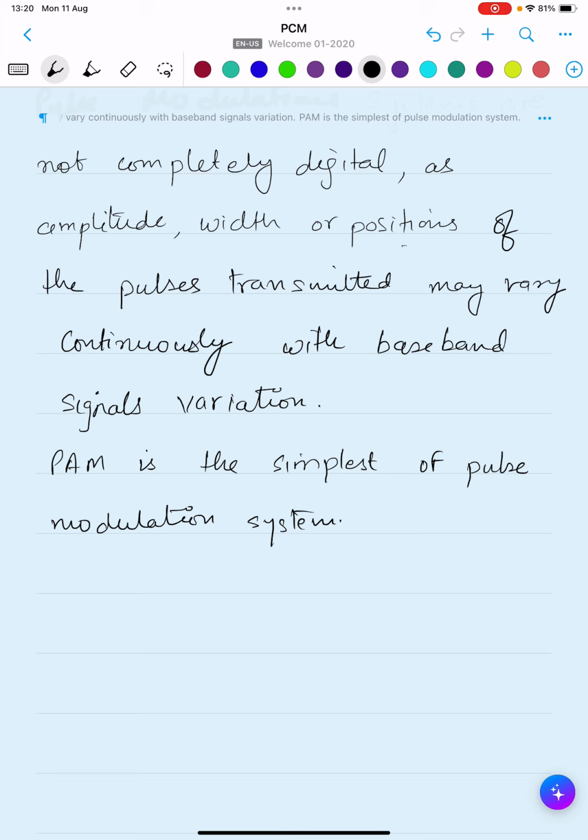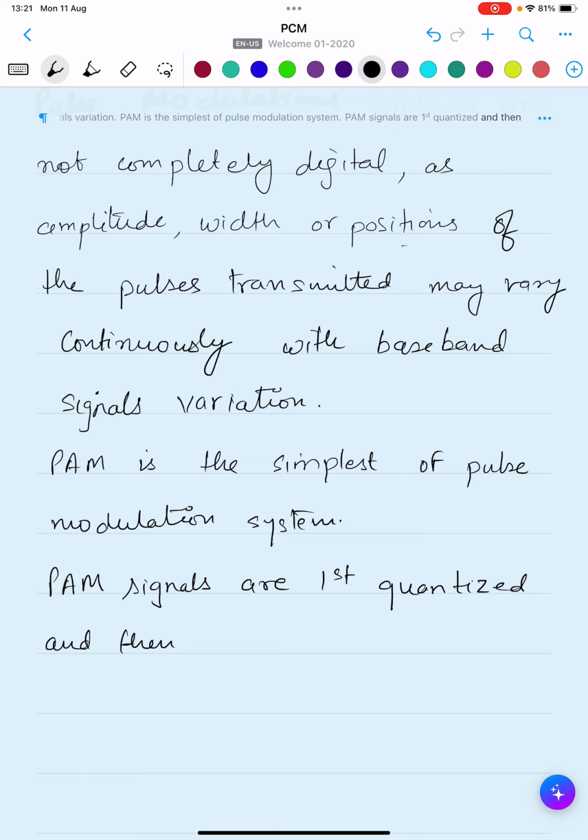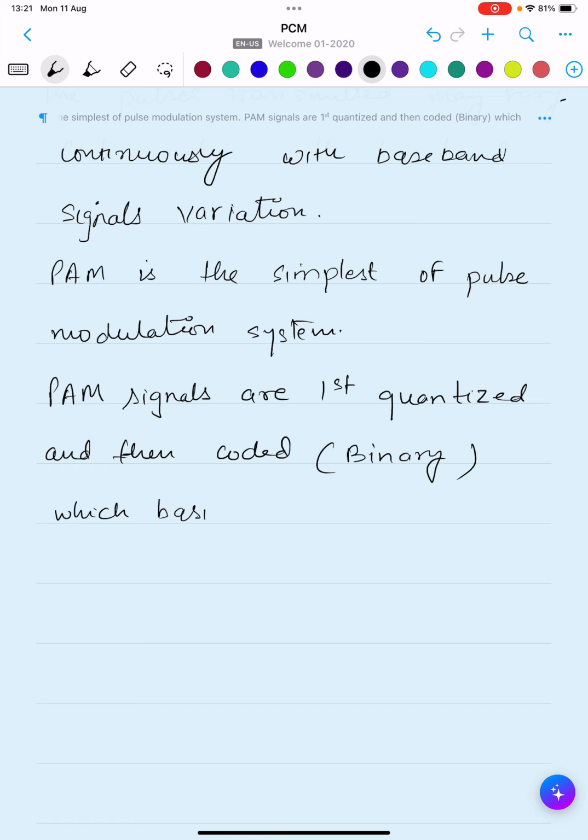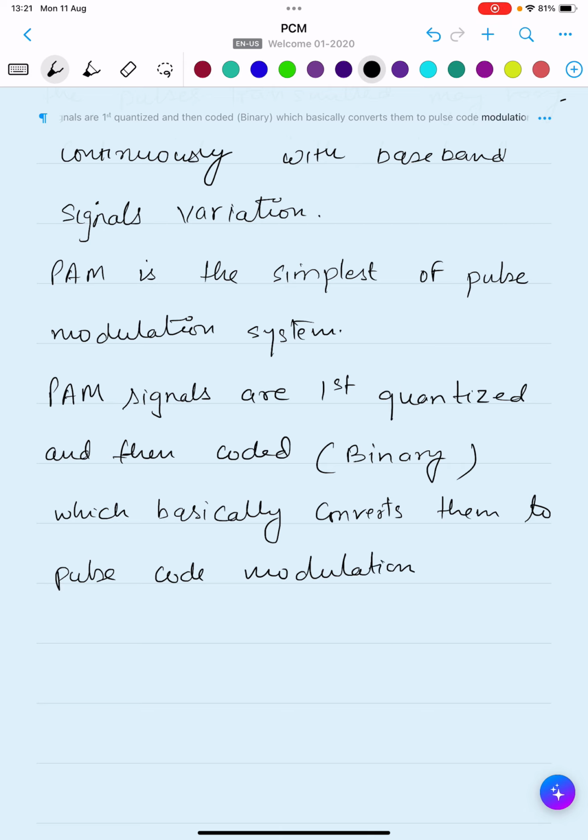So what are PAM signals? PAM signals are first quantized and then coded, coded mostly in binary method, which basically converts them to a pulse code modulation system, which is the PCM system.